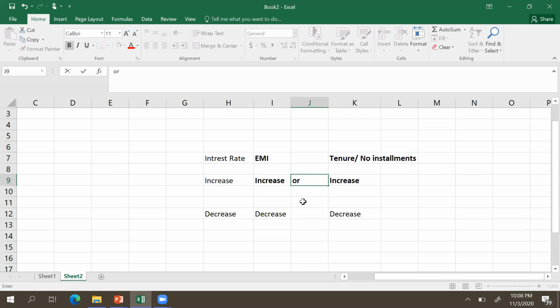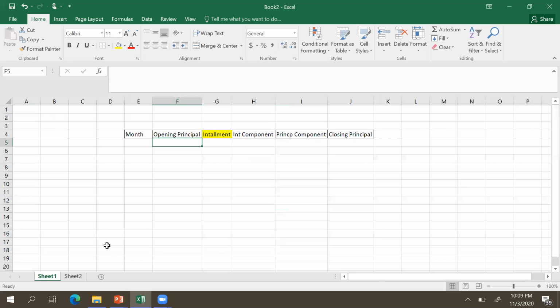So I will put an or. So if the interest rate increases, your EMI increases, keeping the tenure constant, or your tenure increases, keeping the EMI constant. If the interest rate decreases, the EMI decreases, keeping the tenure constant, or your tenure decreases, keeping the EMI constant. So this is the basic thing that we are going to see in our Excel calculations.